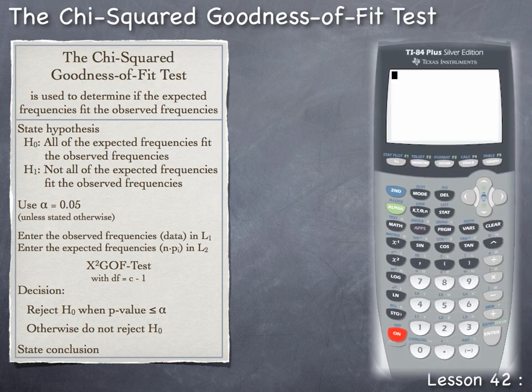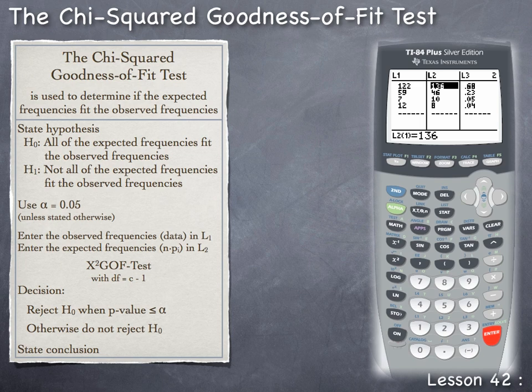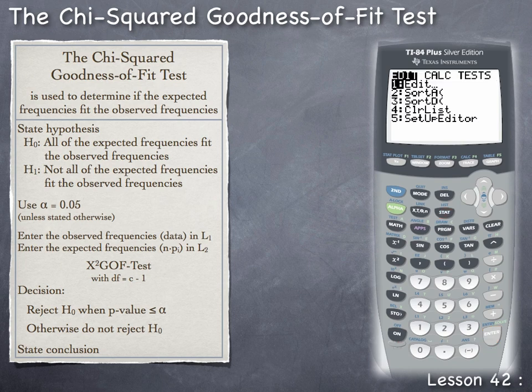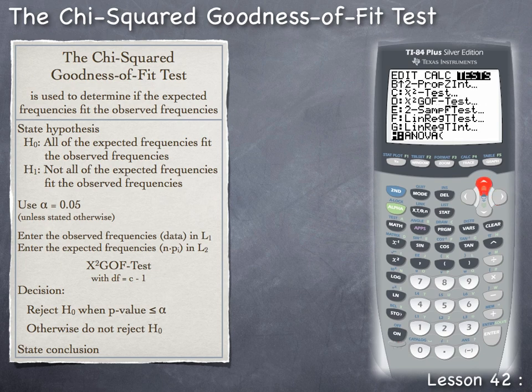This is done by pressing Stat and Enter to get to the list editor. Here we will enter the observed values in list 1 and the expected values in list 2. The chi-squared GOF test command is found by pressing Stat, arrowing over to Tests, and then arrowing up until the cursor is next to chi-squared GOF test. GOF, short for goodness of fit.